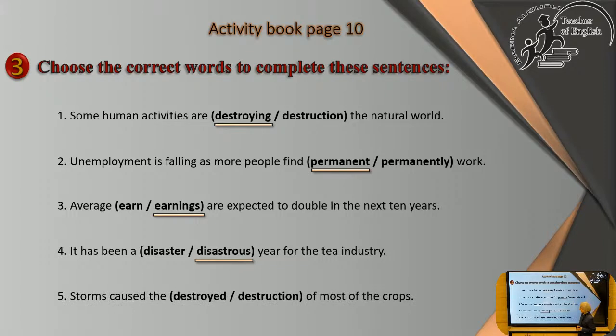Okay, the last one. Storms caused the destroy or destruction of most of the crops. Okay, let's see the words. Destroy is a verb, yes. Destruction is a noun. Storms caused the, after articles we use nouns, yes, so we have to use destruction.